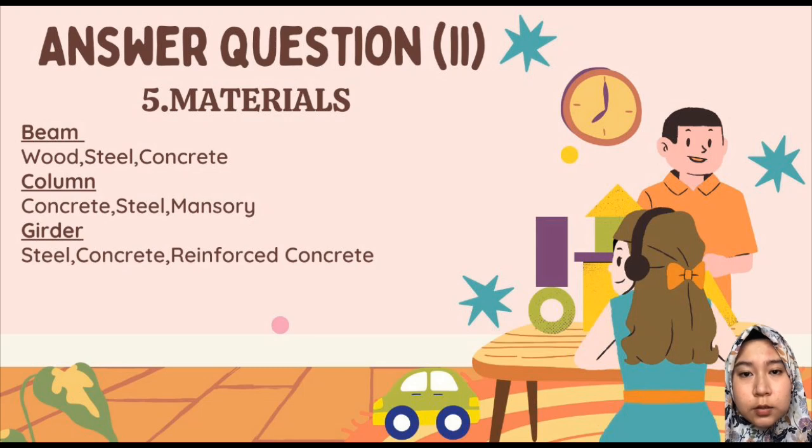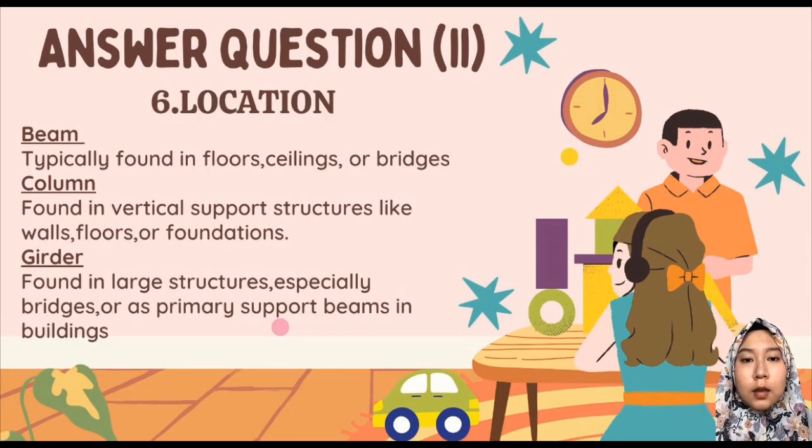Next is material. Material of beam is wood, steel, and concrete. Material of column is concrete, steel, and masonry. Material of girder is steel, concrete, and reinforced concrete. Next is location. Location of beam is typically found in floor, ceiling, or bridge. Location of column is found in vertical support structure like wall, floor, or foundation. Location of girder is found in large structure, especially bridge or as primary support beam in building.